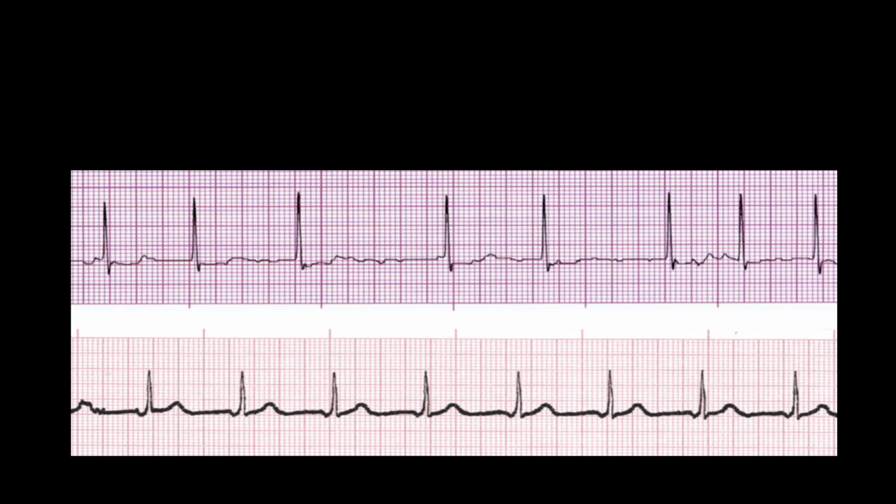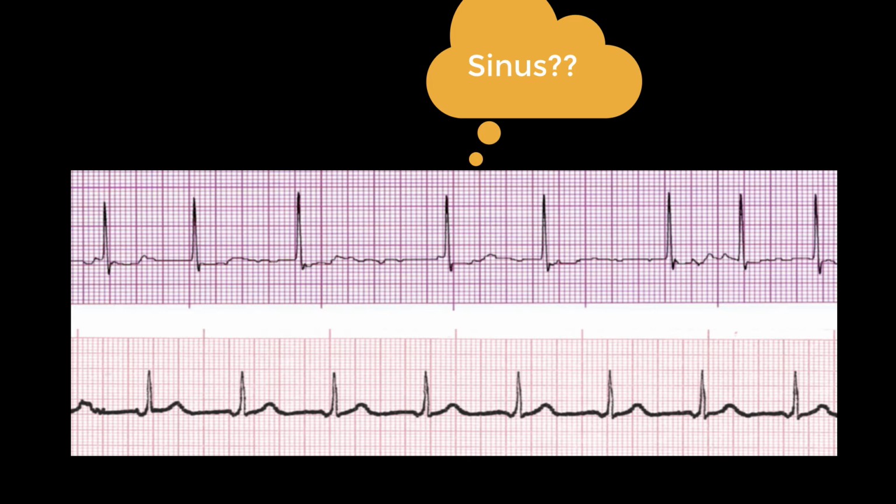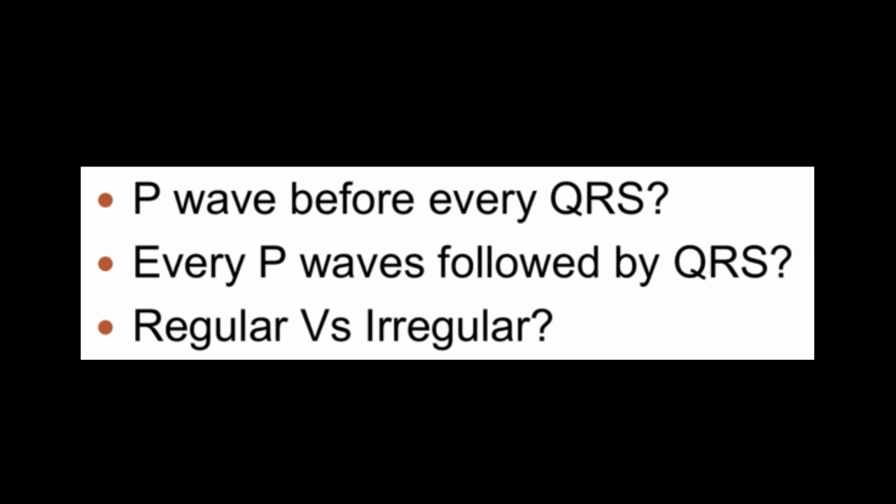Next is to determine, is this sinus rhythm? We're looking at the rhythm here. So in quickly evaluating, is there a P wave before every QRS? Is every P wave followed by a QRS? And is this regular or irregular?